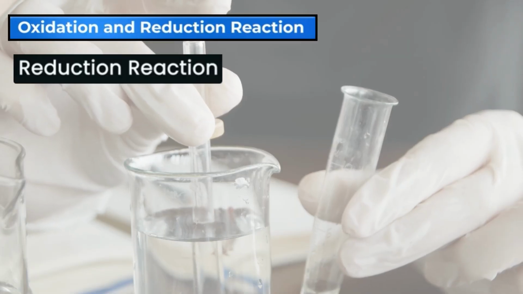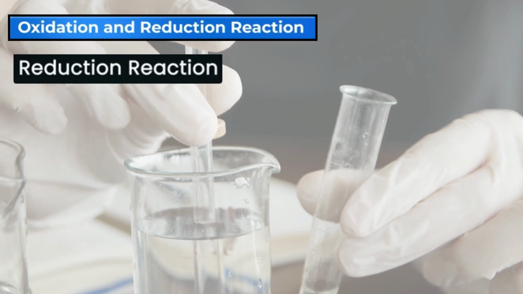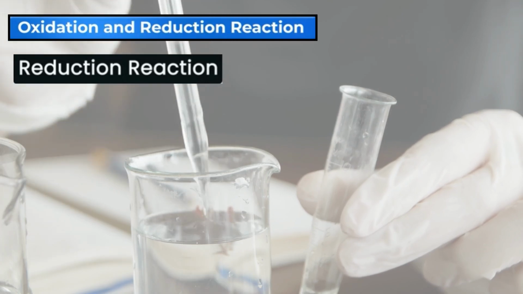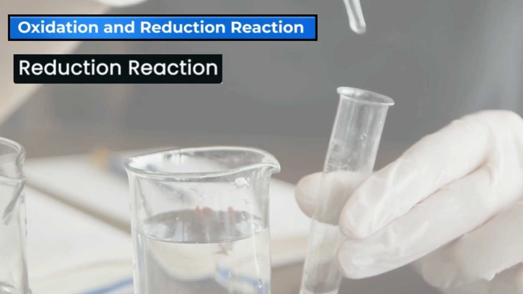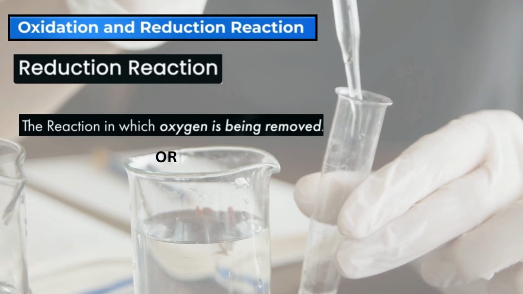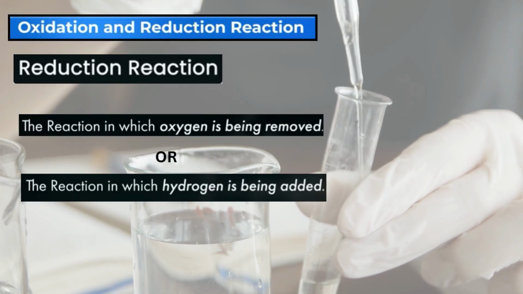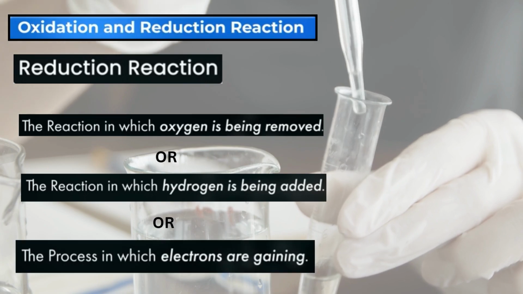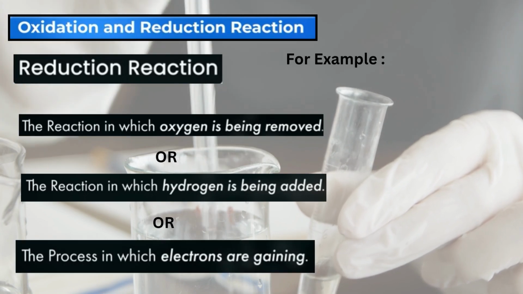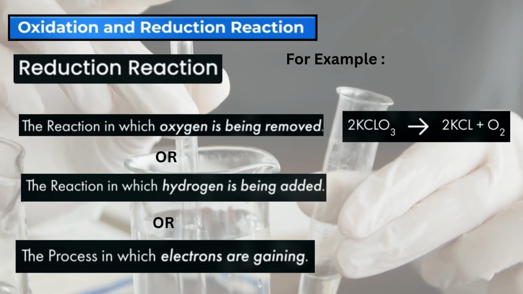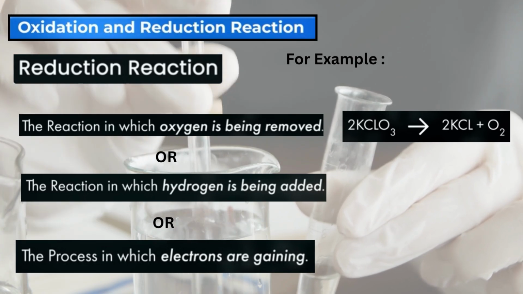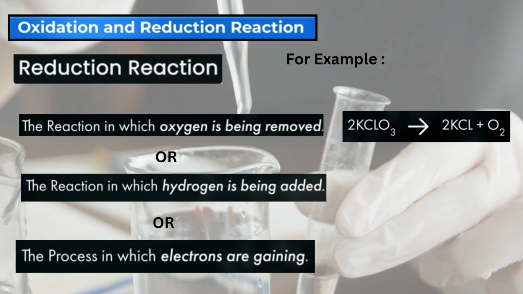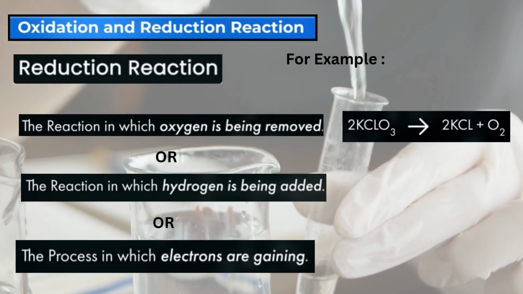Now we will understand about reduction reaction. It is opposite to oxidation reaction. In reduction reaction, oxygen is being removed or hydrogen is being added, or the process in which electrons are gained. For example, potassium chlorate breaks down into potassium chloride and oxygen. This is a reduction reaction as oxygen is being removed from potassium chlorate.